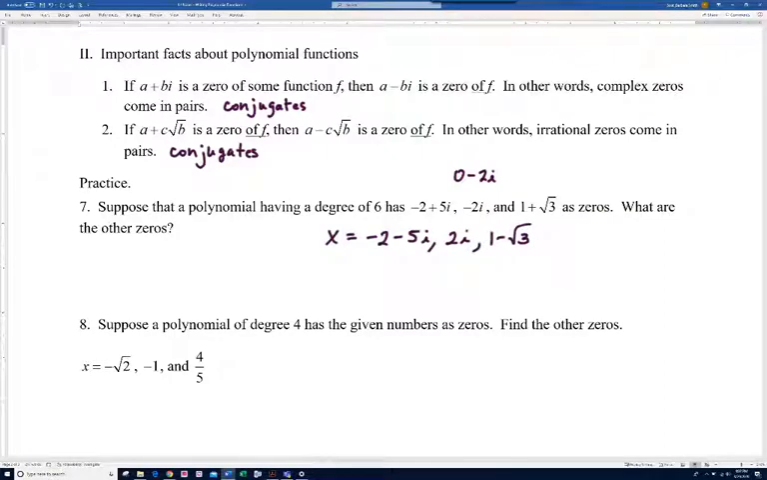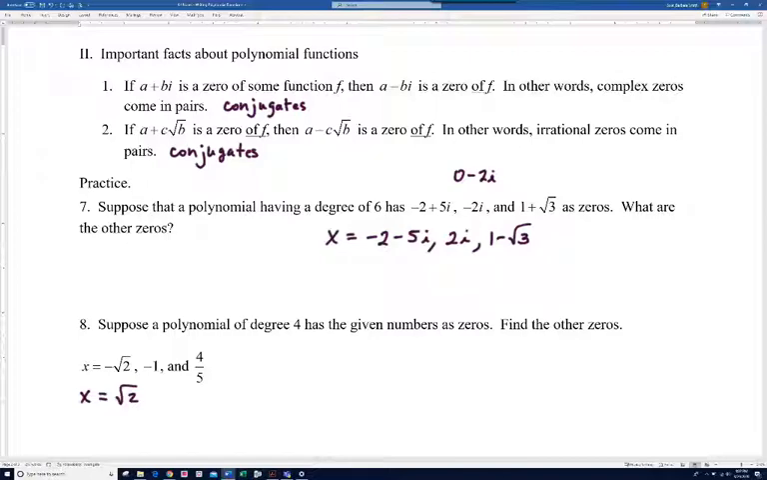All right, let's look at 8. Suppose a polynomial of degree 4 has the given numbers as zeros. Find the other zeros. Well, we have negative square root of 2, negative 1, and 4/5. Well, we know that irrational numbers like square root of 2 come in pairs, and so x equals positive square root of 2 would be the other one. So just watch out when you're doing your homework.